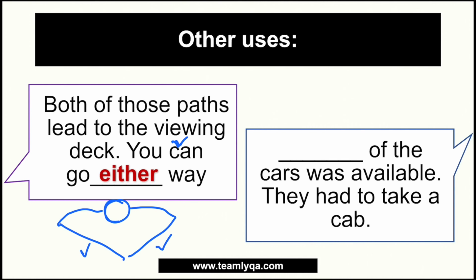Now, ito naman. Blank of the cars was available. They had to take a cab. So, kung sinasabi sa sentence, we're talking about the availability of the cars, but ang clue is on the second sentence, sabi, they had to take a cab. So, ibig sabihin, hindi nila nagamit yung cars, ibig sabihin, wala yung cars. So, kung wala yung cars, we're talking about the negative here, this will be neither. Neither of the cars was available. They had to take a cab. Kasi, not either or negative, wala dun sa mga cars yung pwedeng gamitin.